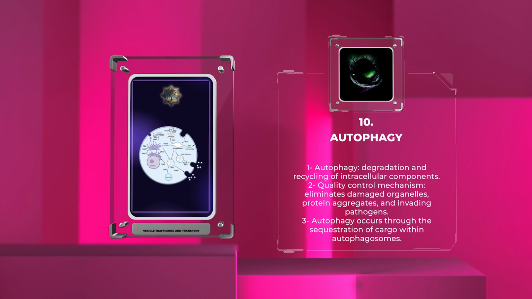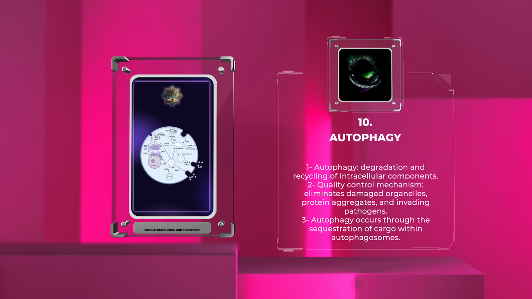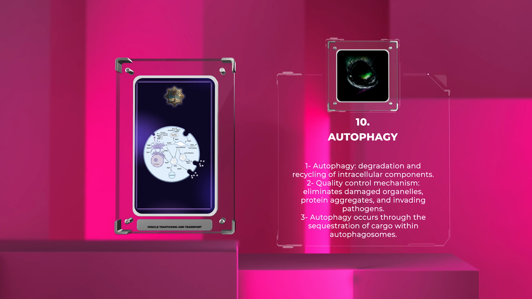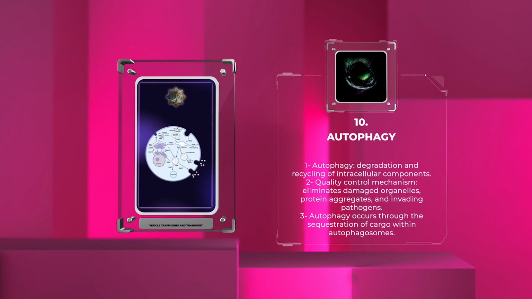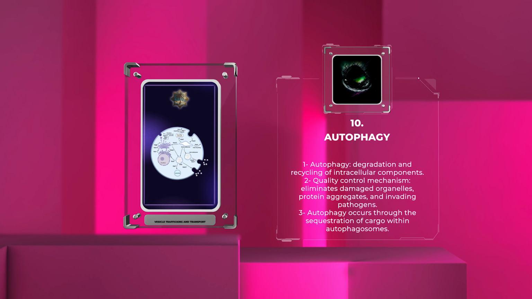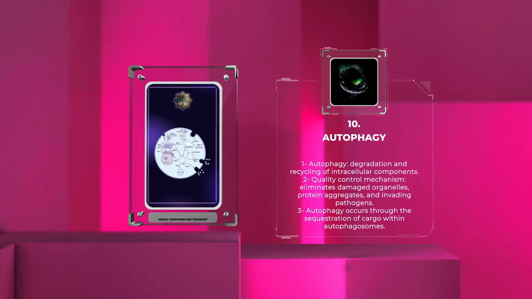The formation of autophagosomes is a multi-step process that involves the coalescence of membranes from the endoplasmic reticulum, Golgi apparatus, and plasma membrane. Several autophagy-related, ATG, proteins coordinate the assembly of the autophagosomal membrane and the subsequent fusion with lysosomes, leading to cargo degradation.